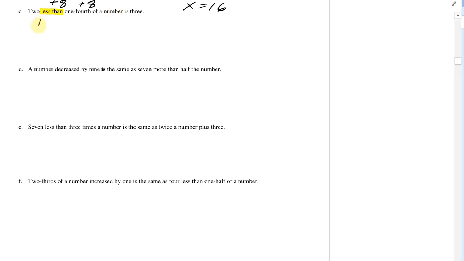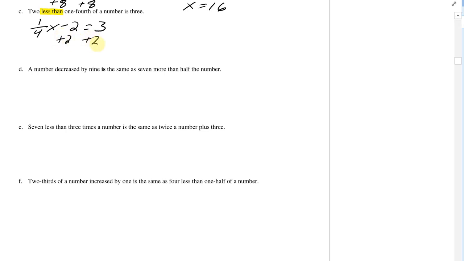So the 1/4 of a number will be 1/4 x, and then I take 2 away from that. So that's what that 2 less than a number, 2 less than 1/4 of a number is 3. And the 1/4, so it's 1/4 of, so 1/4 is just going to be the fraction. Of means multiply, a number means x. Is means the equal sign, and then 3.